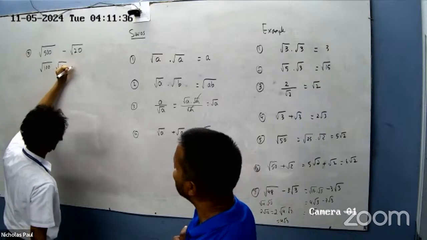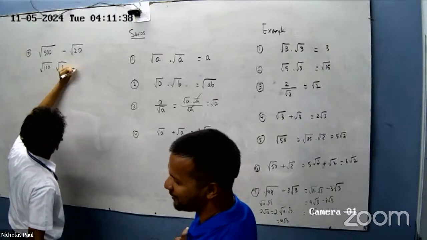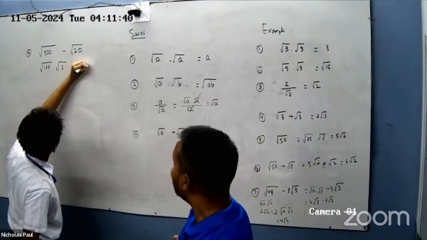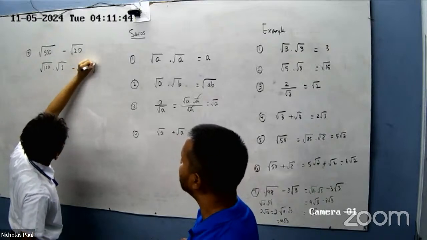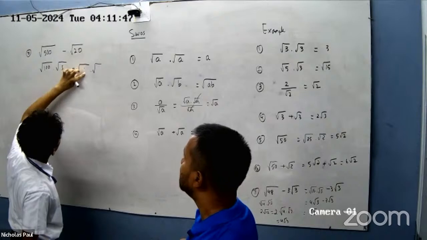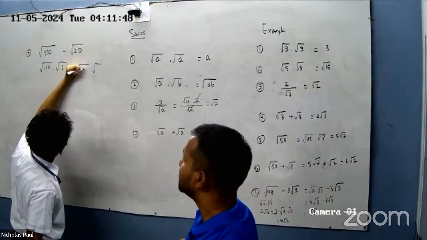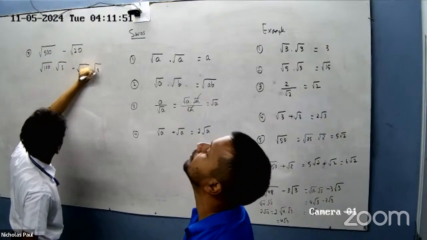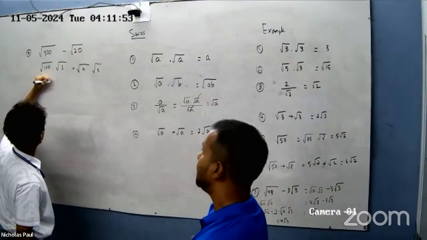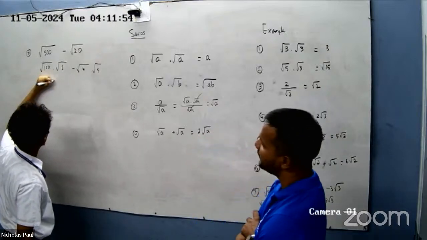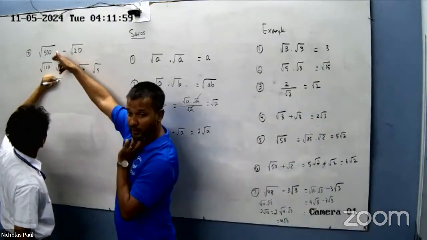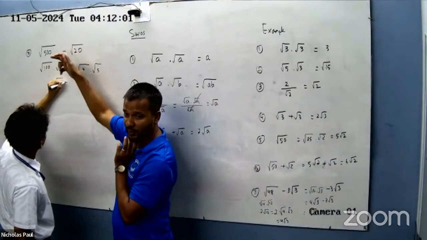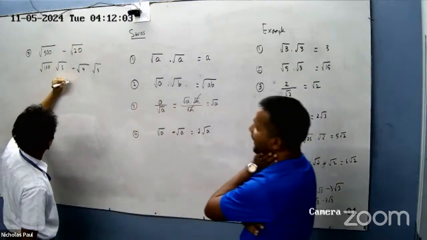Root 100 minus root 5, and then root 4 by root 5. Nice. Break down the root 100. He said that's 10. Right? So see what happened here, Adam? Use 100. So that's a perfect square, right? 10 root 5 minus.